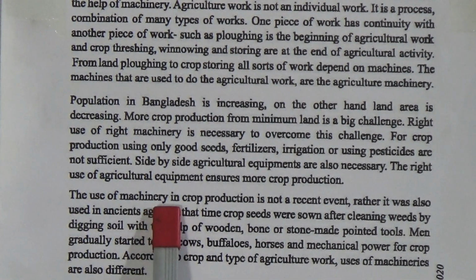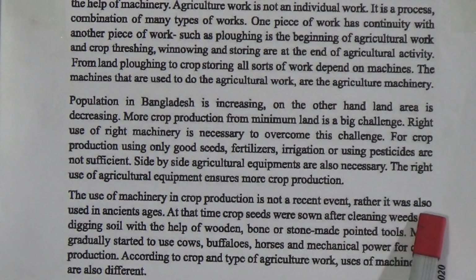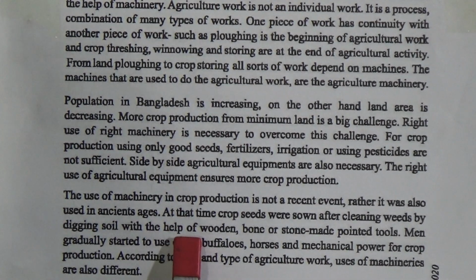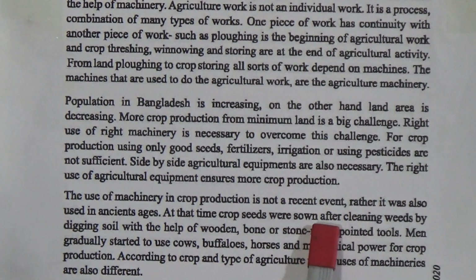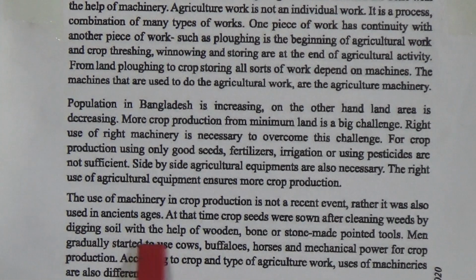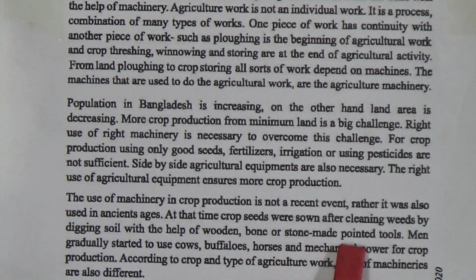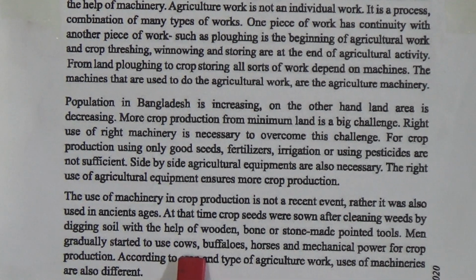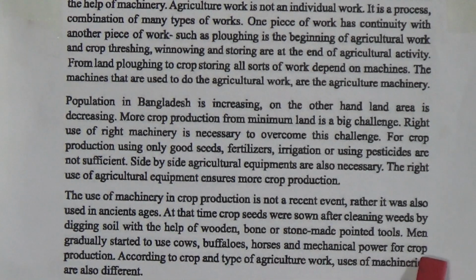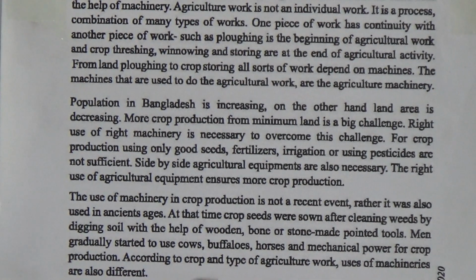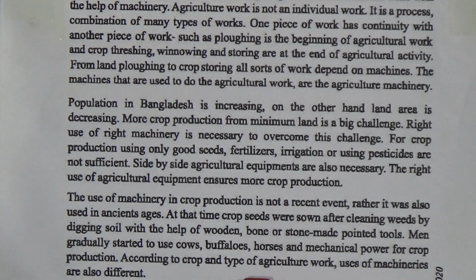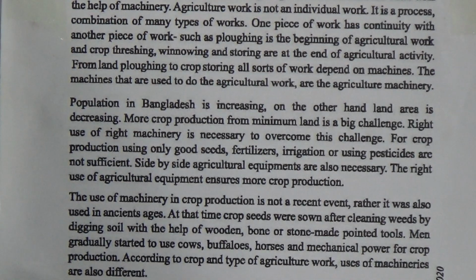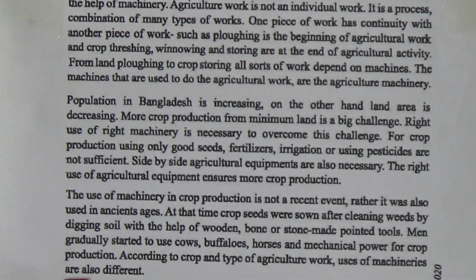The use of machinery in crop production is not a recent event, rather it was also used in ancient ages. At the time, crop seeds were sown after clearing weeds and taking soil with the help of wooden, bone or stone-made pointed tools. Men gradually started to use cows, buffaloes, horses and mechanical power for crop production. According to crop and type of agriculture work, uses of machines are also different. Machineries are also different.